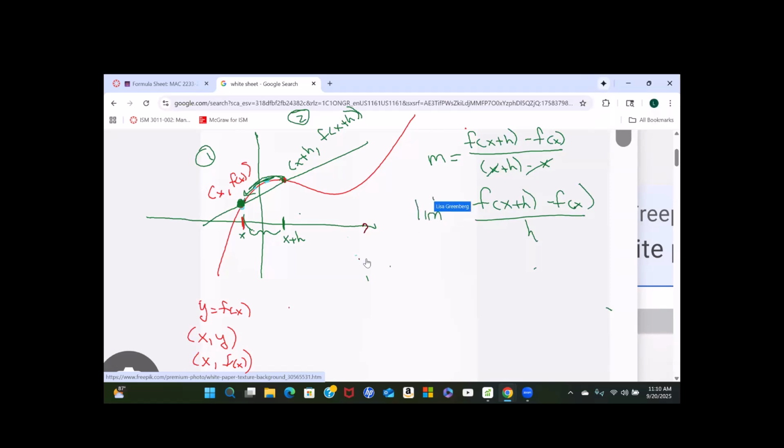Did we go over limits yet? Briefly. Very. So let's just say we went over limits. You have barely an understanding, but what this means is I want h to go to 0, but I can't make it go to 0, because if it was 0, then I would have f of x minus f of x over 0.